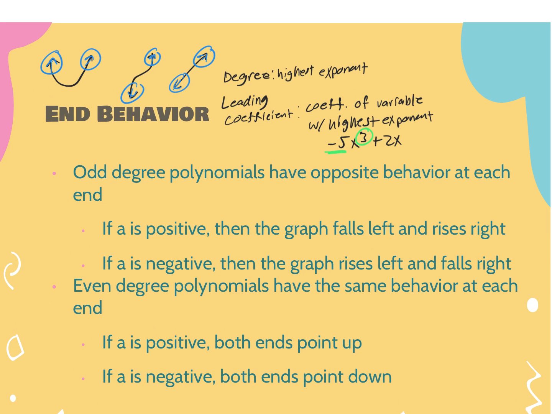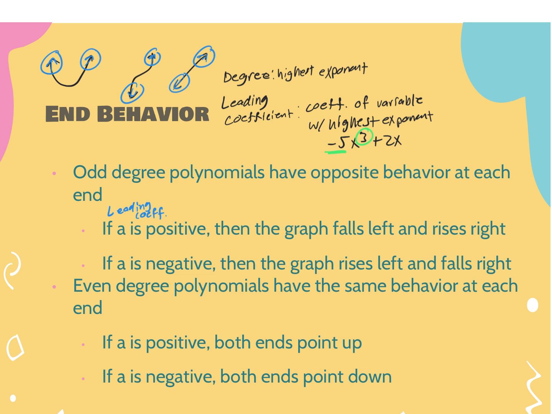Any odd degree polynomial, if a is positive, now a, you can also think of that as the leading coefficient. Any polynomial in standard form is going to have a as the leading coefficient. If you remember, your quadratic in standard form is ax squared plus bx plus c. That a is your leading coefficient, and that's the case for any polynomial. If we say a, we mean the leading coefficient.